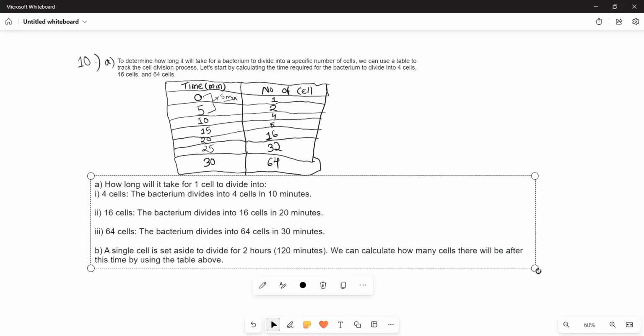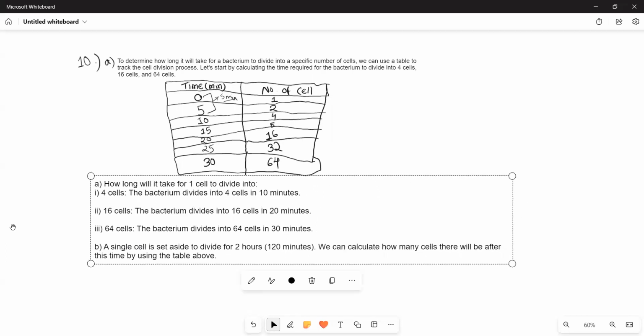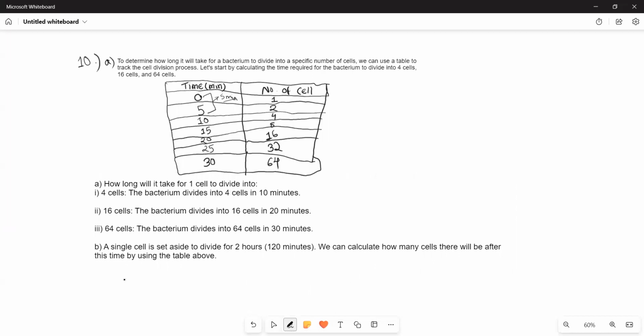Aita, it's done, correct? So, what is written here? How long will it take for one cell to divide into 4 cells, 16 cells, 64 cells? So, you hear, Babu, you have 4 cells, 16 cells, and 64 cells. These are asked in the question, isn't it?